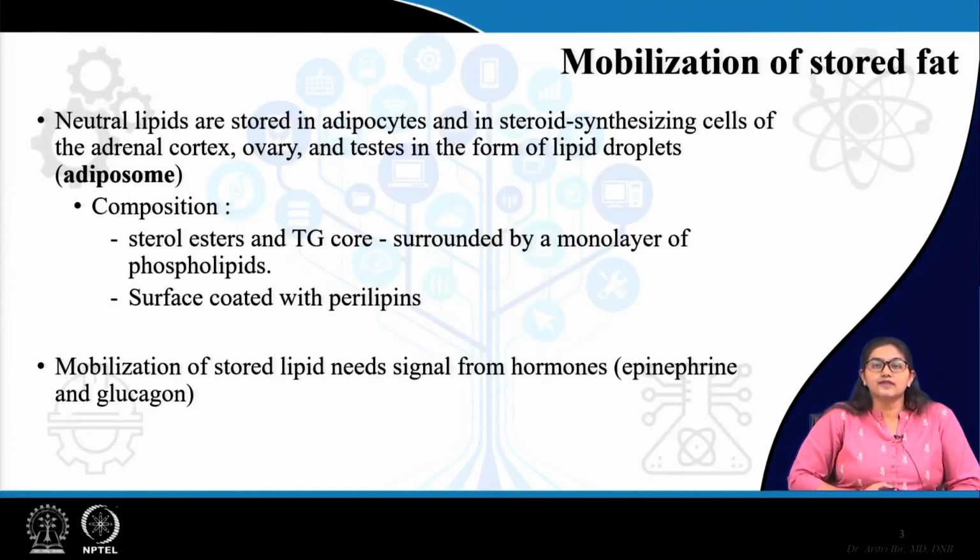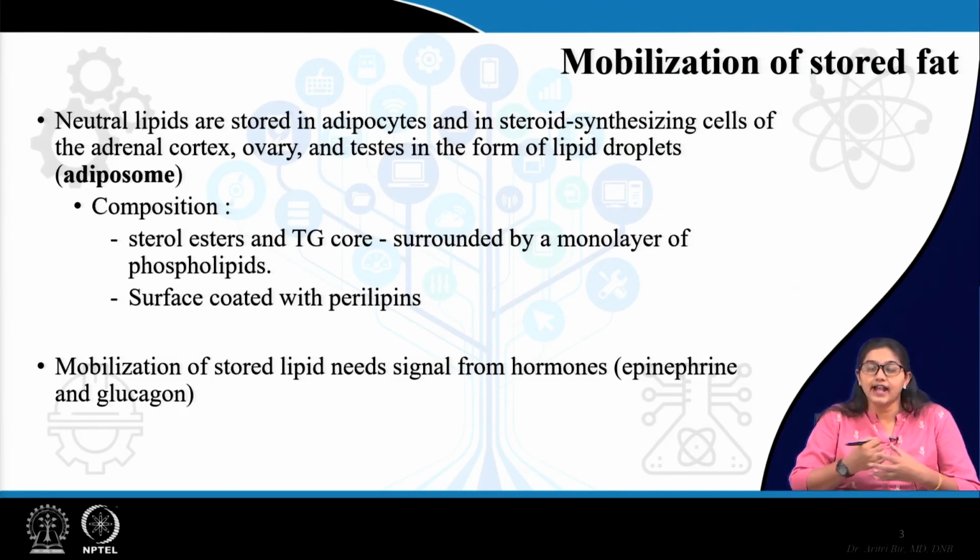So, mobilization of stored fat occurs from the storage depots of lipids, and neutral lipids are stored in adipocytes of the fat storing organs, like the steroid synthesizing cells of the adrenal cortex, as well as the cells producing sex hormones, which are steroid hormones, in the ovary and testes. These are the tissues or organs where neutral lipids are stored in the form of adiposomes.